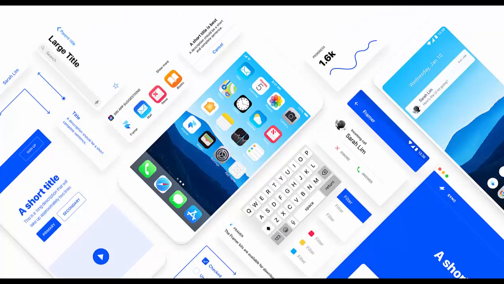So UX and UI are different things but should work together. It's useless to have a nice design but a complicated structure. And it's also useless to have a nice structure but a complicated design. So that's the very basics about UX and UI.